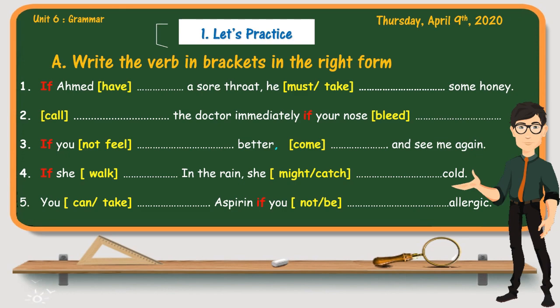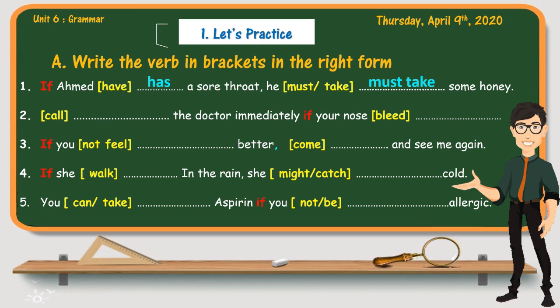Sentence number 1 says, if Ahmed, the verb to have, a sore throat, he, modal verb must, and the verb take, some honey. You may notice that the sentence starts with if. So the correct form to use with the first part is the simple present. If Ahmed has a sore throat, he must take some honey. Second part has the modal verb must, and after modal verbs we use the infinitive. No changes are made to the verb.